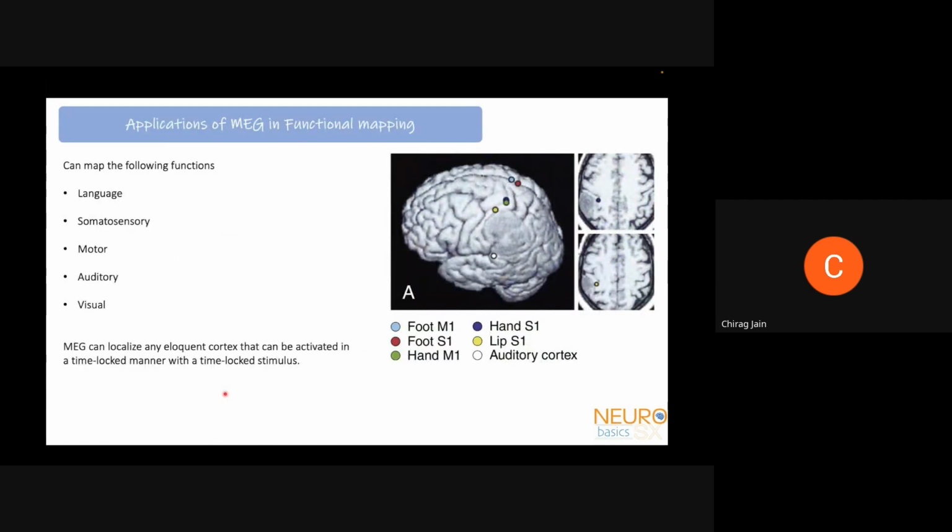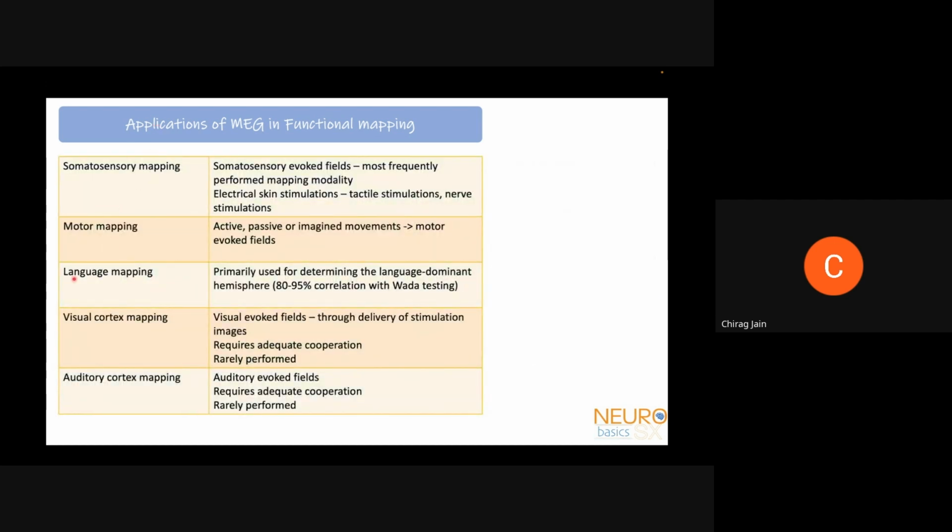Apart from being used for figuring out epileptogenic activity, we can also use MEG for functional mapping. So beyond what fMRI can do, MEG can map out even auditory, visual and somatosensory cortex. It can map out language and motor as fMRI can, but all these other cortices also. What you do is you give a time-logged stimulus and at the same time check the MEG activity in a time-logged manner, and you are able to pick out these particular areas of electrical activity that help you localize these cortices. For example, you stimulate the foot and you see where the dipole is arising. That is your foot cortex. So you can map out all these different cortices.